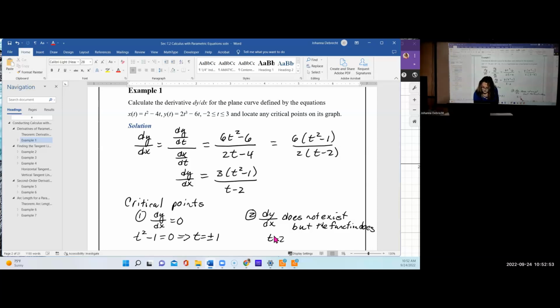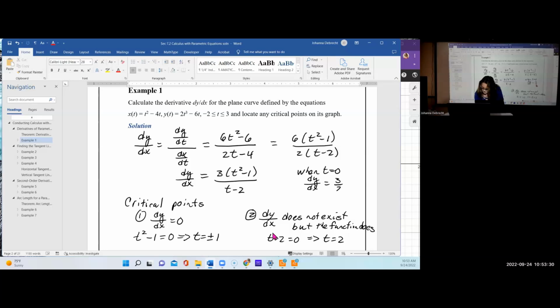So my candidate here is going to be t equals 2, but I have to make sure that I can actually use 2 in the function. 2 is in my range right here, and there's certainly nothing to stop me from plugging in t equals 2 into x of t and y of t. So it is a point on the graph, but it is a point at which the derivative does not exist, right? So we found over here that when t equals 0, dy/dx equals 3/2.